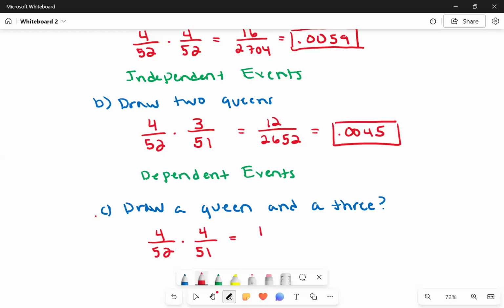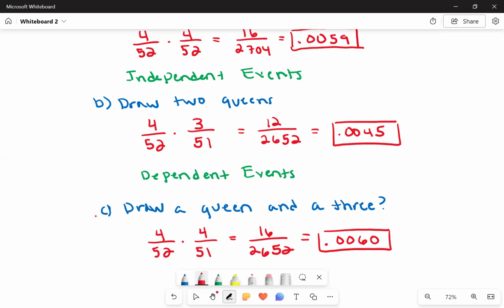So this gives me 16 out of 2,652, which I will then divide and get 0.006. Technically 0.0060, kind of writing it like that so I could see this actually has a higher chance of occurring than the last one. Actually, it has a really good chance of occurring. It's a better chance of occurring than even the first scenario.